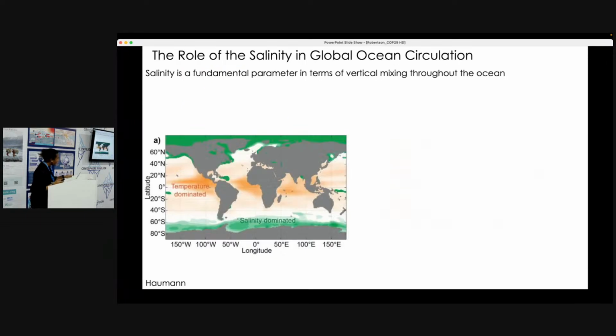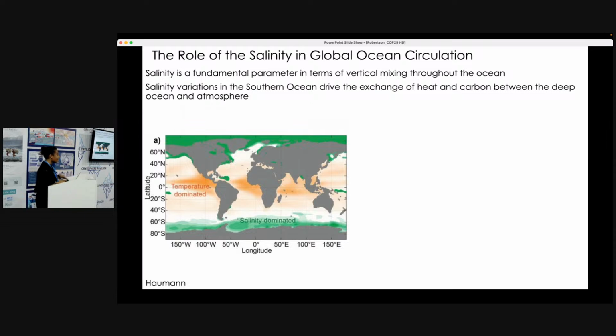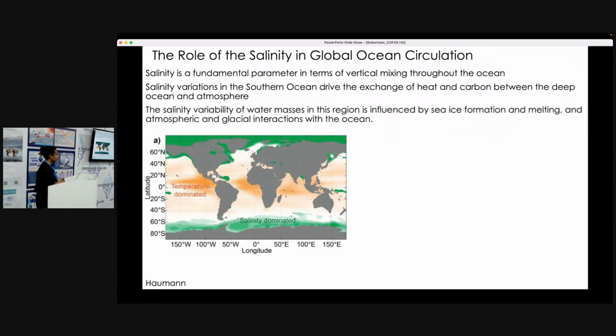Okay, we're back. So talking a little about the role of salinity in terms of global ocean circulation. Salinity is a fundamental parameter in terms of vertical mixing throughout the ocean. And salinity variations in the Southern Ocean are what drive this exchange of heat and carbon. The salinity variability of water masses in the Southern Ocean is primarily driven by sea ice formation, sea ice melting, as well as glacial melting, as well as other atmospheric and glacial interactions with the ocean.